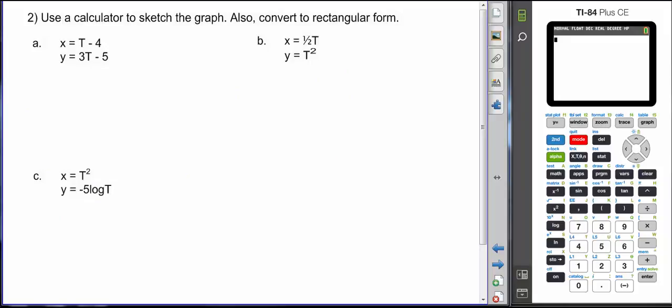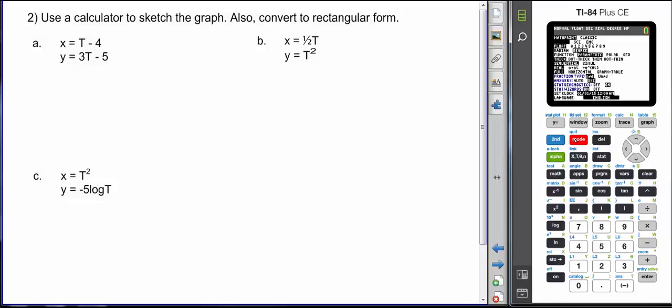All right, on our next three, our instructions are the same. We're going to use our calculators to sketch the graph, and then we'll also convert to rectangular form. Now, before you start trying to graph parametrics, we have to make sure we're in the right mode. So hit that mode button on your screen. And by the way, if you don't have your calculator out, go ahead and hit pause right now and get your TI-84. Sorry, Desmos people, this is not the topic.